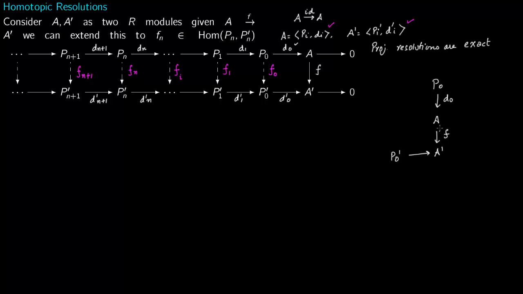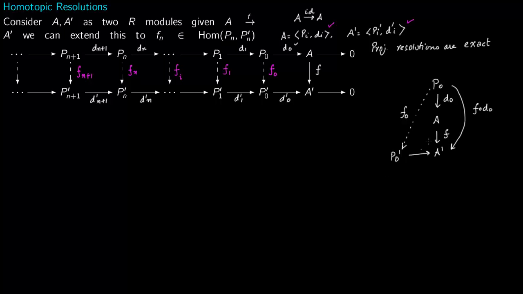So now you can lift this map. So this is, you first apply D0 and then you apply F. So you lift this map, since this P0 is a projective module. After all, we are having a projective resolution. So we can lift this map to this dotted map, and we'll call this dotted map f of 0. So this is our first step.